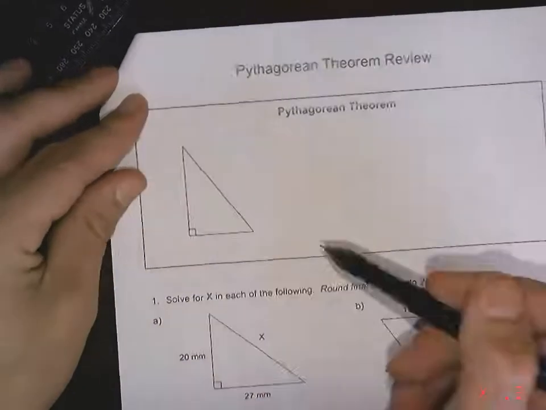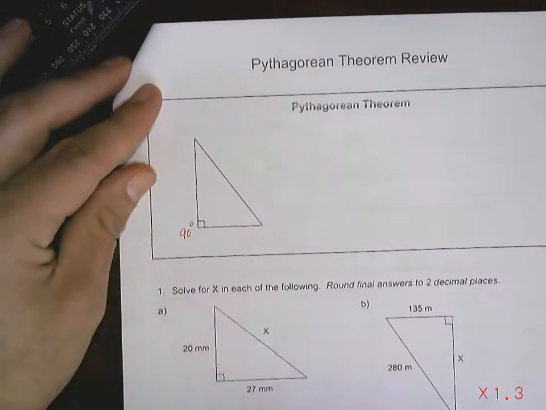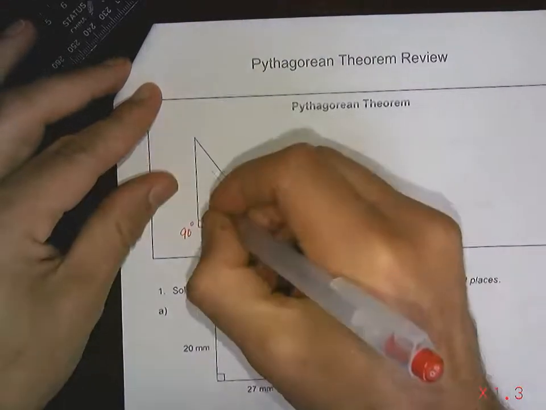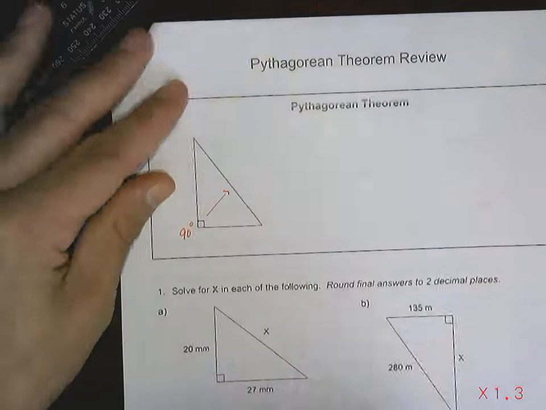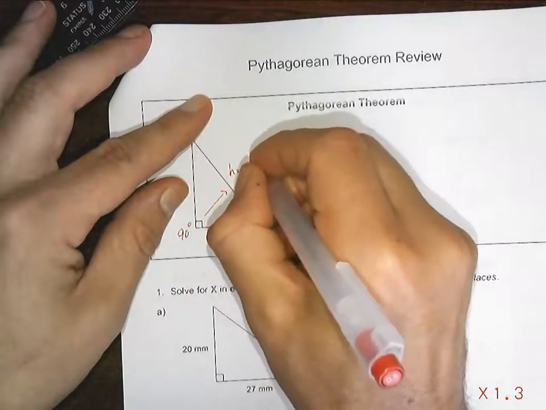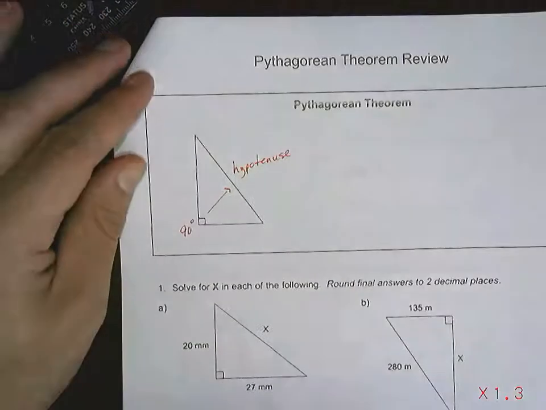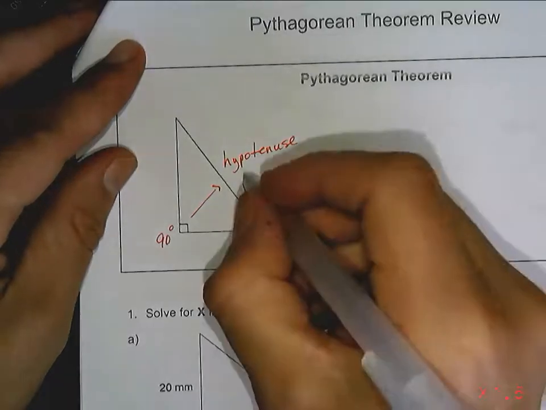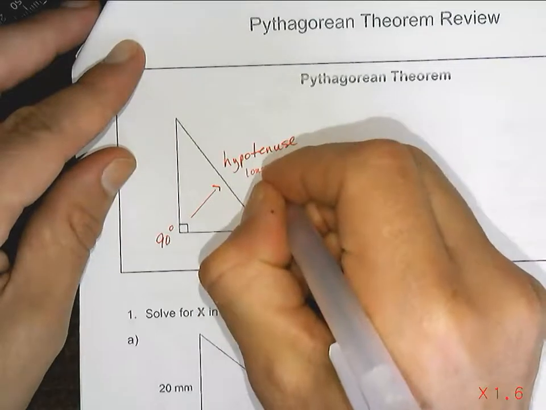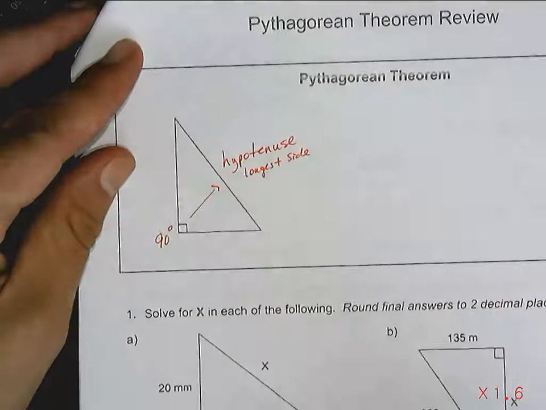So here is a right triangle. To be a right triangle means that we have a 90-degree angle in the triangle. We're going to name the side that's opposite the 90 the hypotenuse. Weird name, I get it. However, that's what it's called, and that's what we will all call it. And it's always, always, always the longest side, and it is opposite the 90 in the right triangle.